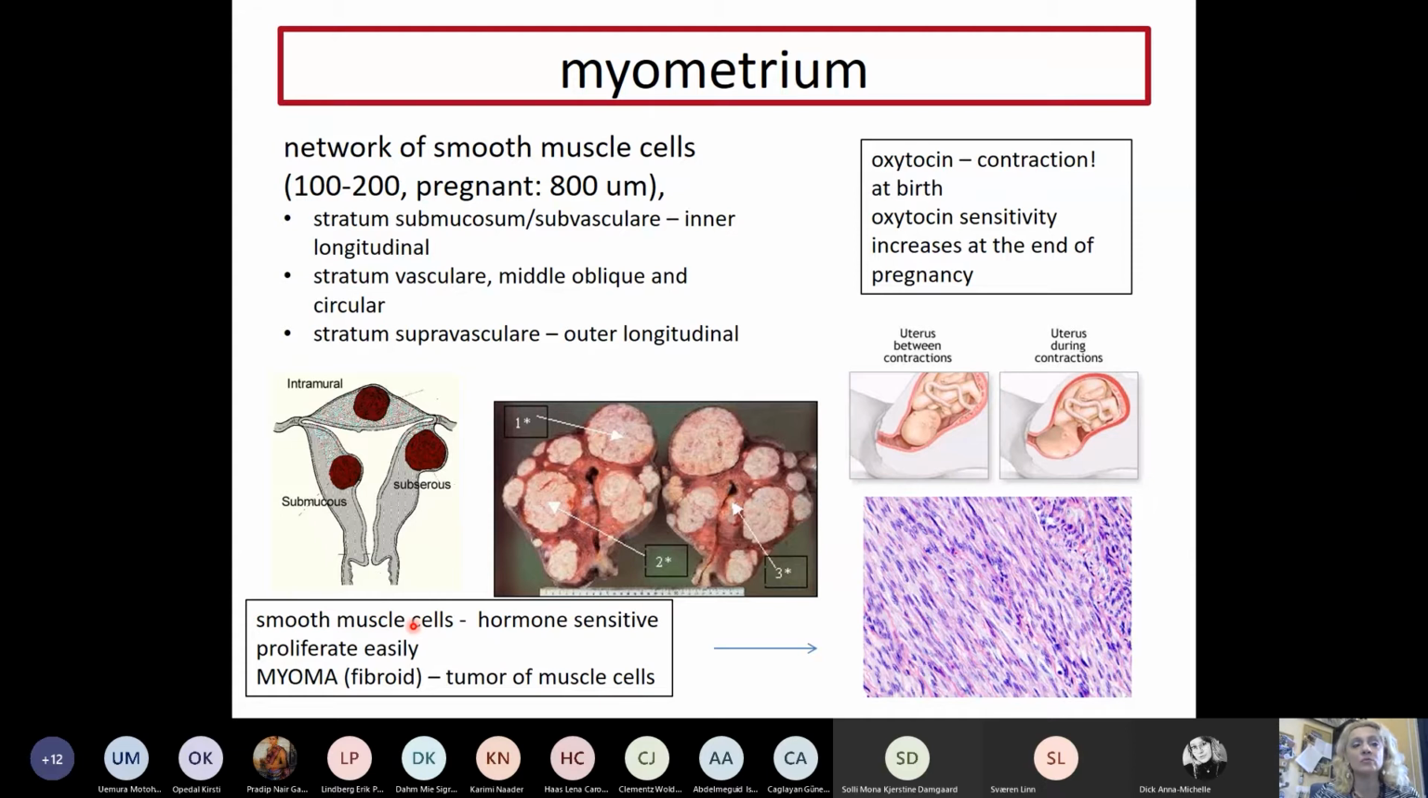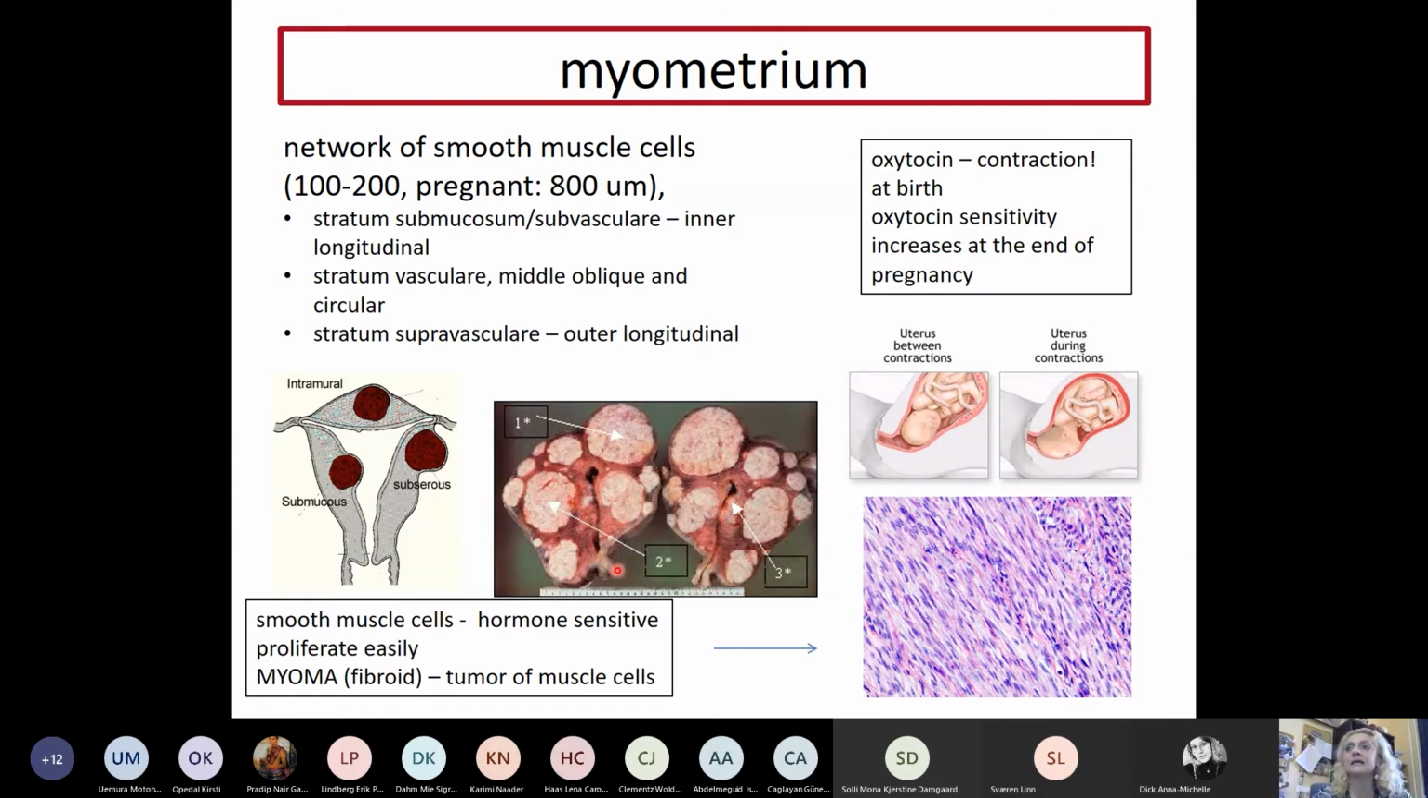And because of this hormone sensitivity and proliferation capacity of the smooth muscle layer, unfortunately, abnormal growth is also very common. We have the fibroid or myoma, which is a benign growth of the smooth muscle, actually a tumor, a benign tumor of these smooth muscle cells, which of course can cause a lot of problems and heavy bleedings and have to be removed usually.